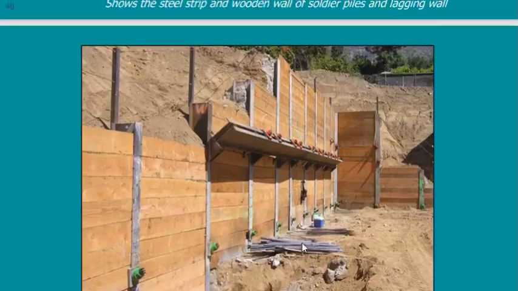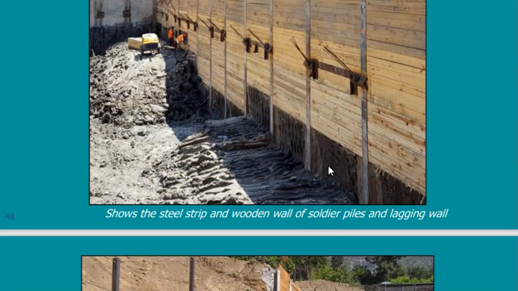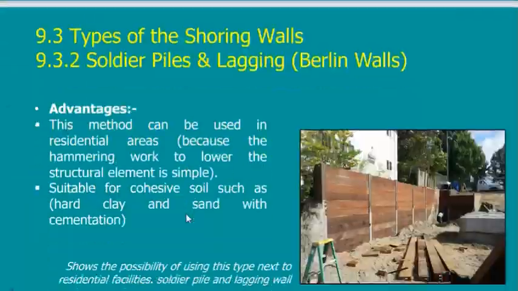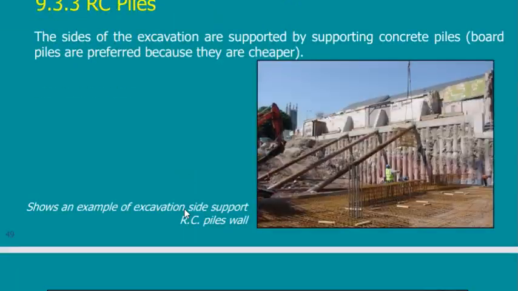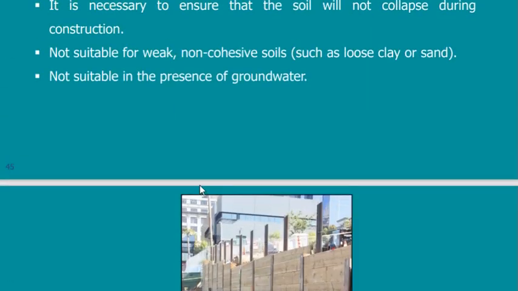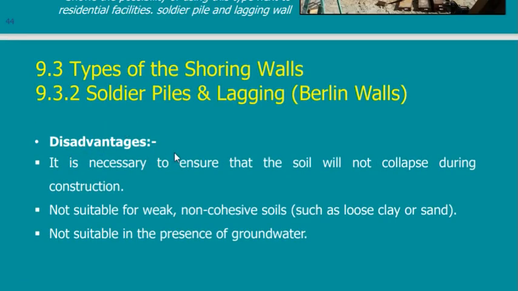So suppose that this was sand. It means collapse, because sand will just flow here and anything on top will collapse. So what is the problem of this system? Where is the disadvantage of the system? Yes, disadvantage. It is necessary to ensure that the soil will not collapse. This is important. Soil should not collapse.